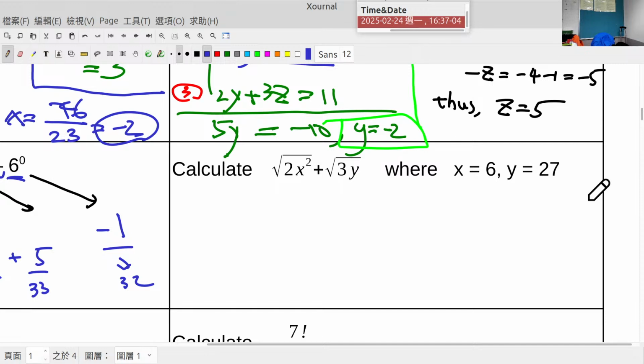Okay, can we read this? When x is 6, y is 27, please calculate square root of 2x squared plus square root of 3y. And most students left this question blank.